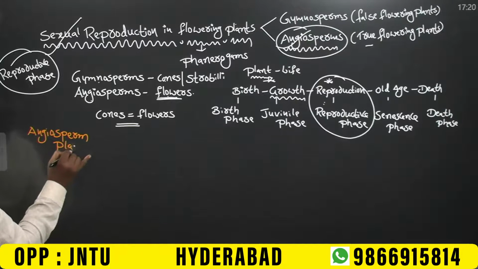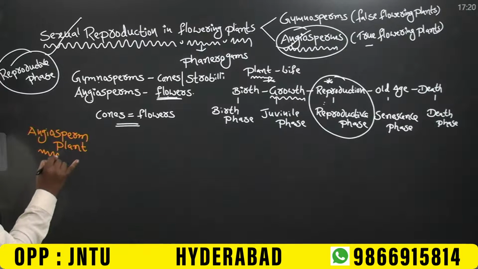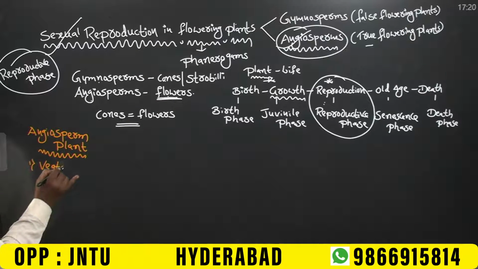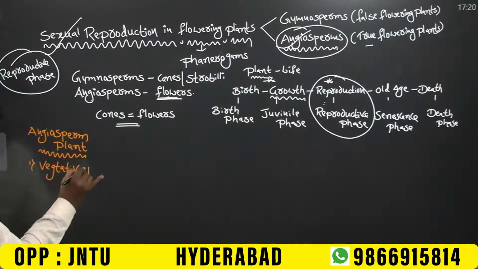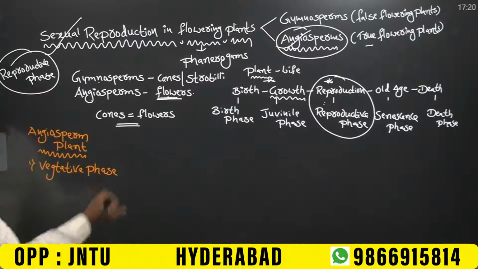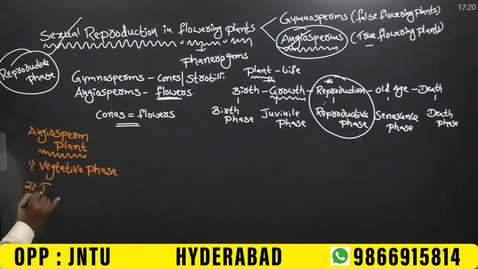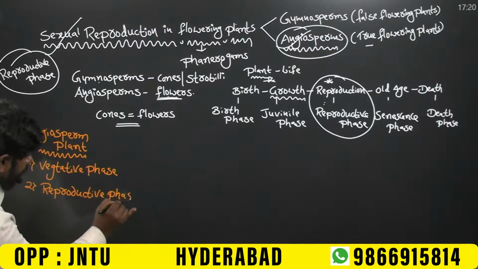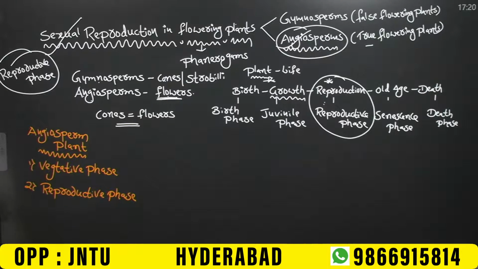In the life cycle of an angiosperm plant, there are two phases. The first phase is the vegetative phase. The second phase is the reproductive phase.